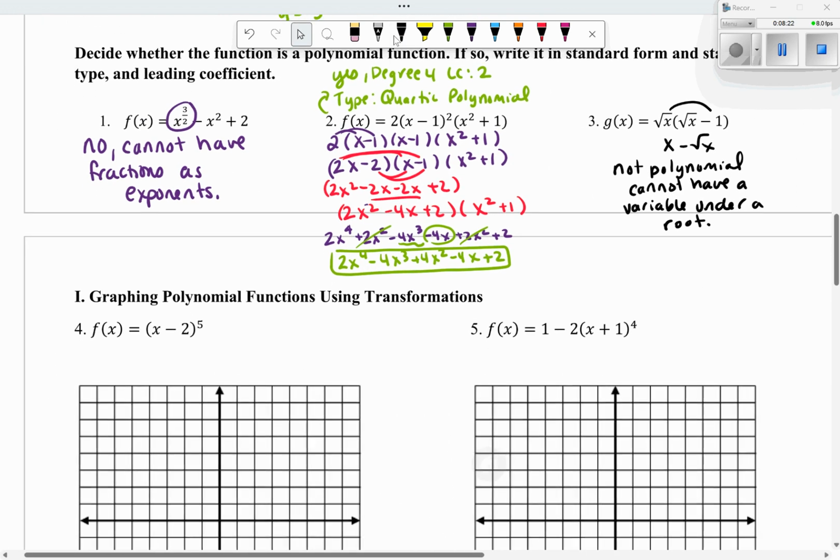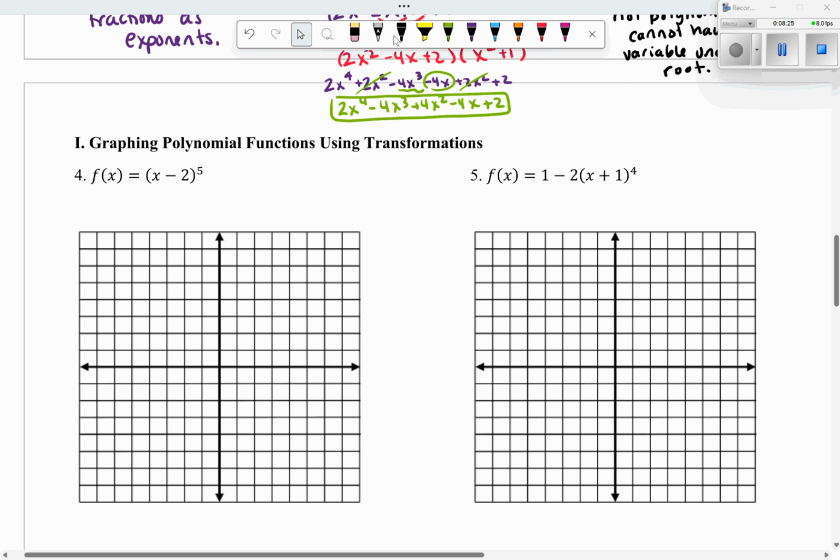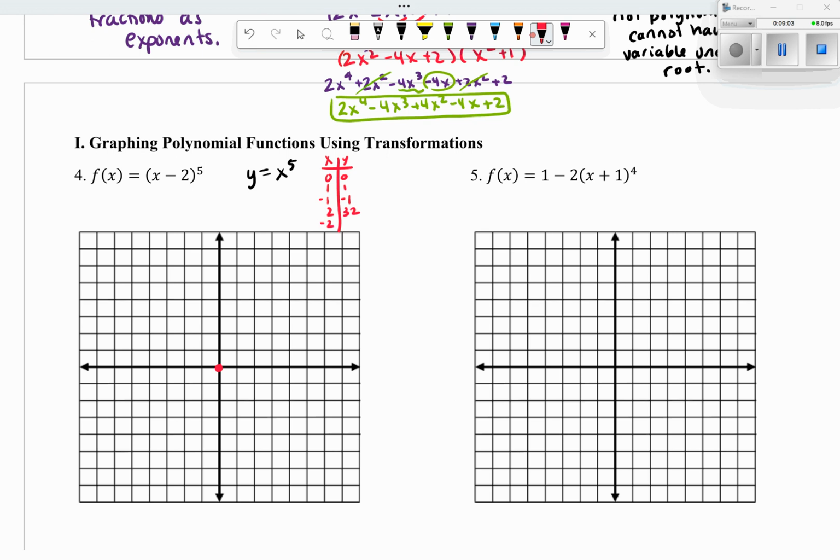The next part we're going to take a look at is graphing polynomial functions using transformations. So remember that for this one, the parent graph is y equals x to the 5th. So if we think about graphing this, we know that 0 to the 5th power is 0, so we have a point 0, 0. And then let's think about 1 to the 5th. So 1 to the 5th power is 1. So let's just make a quick table. We had 0, 0, 1 to the 5th power is 1, negative 1 to the 5th power is negative 1, because the negative to an odd power stays that way. And then 2 to the 5th is 32. And negative 2 to the 5th is negative 32.